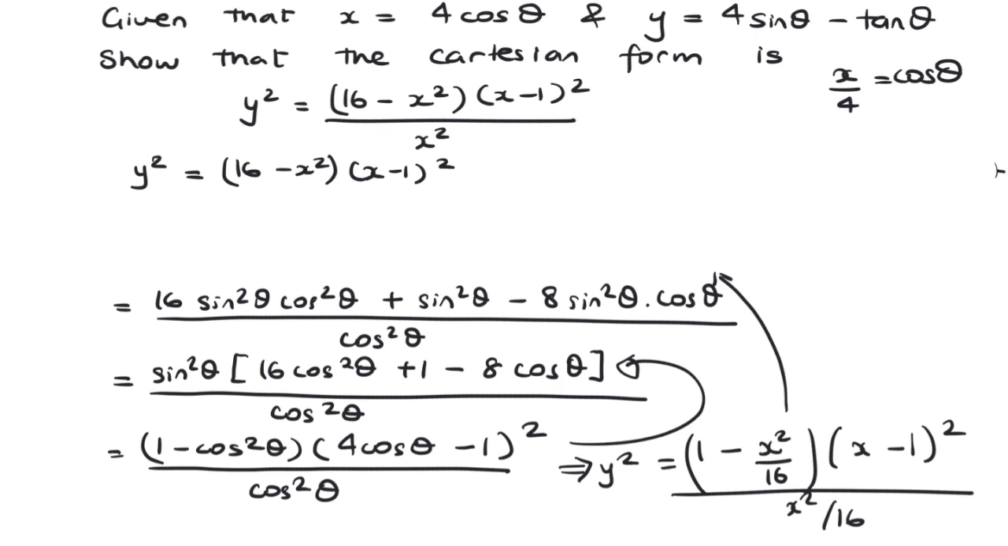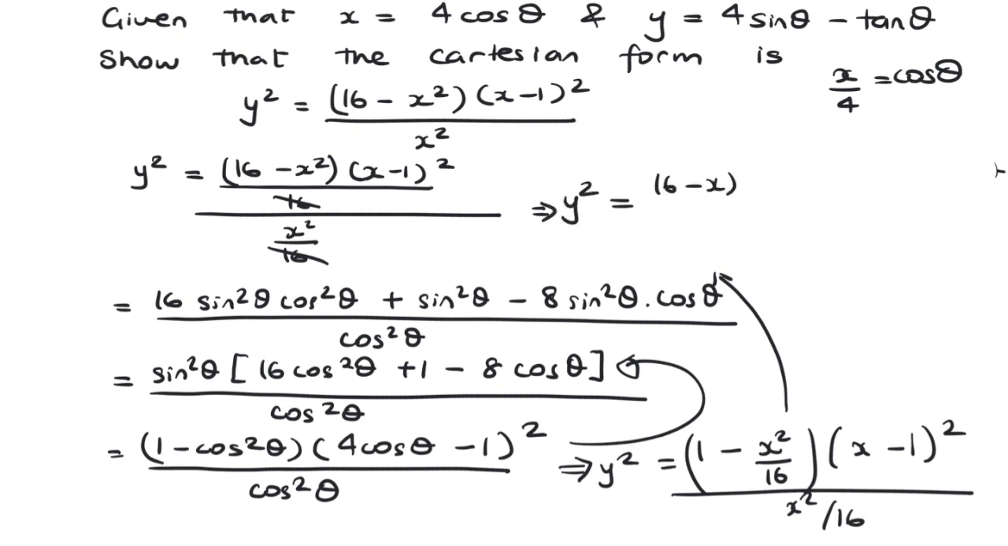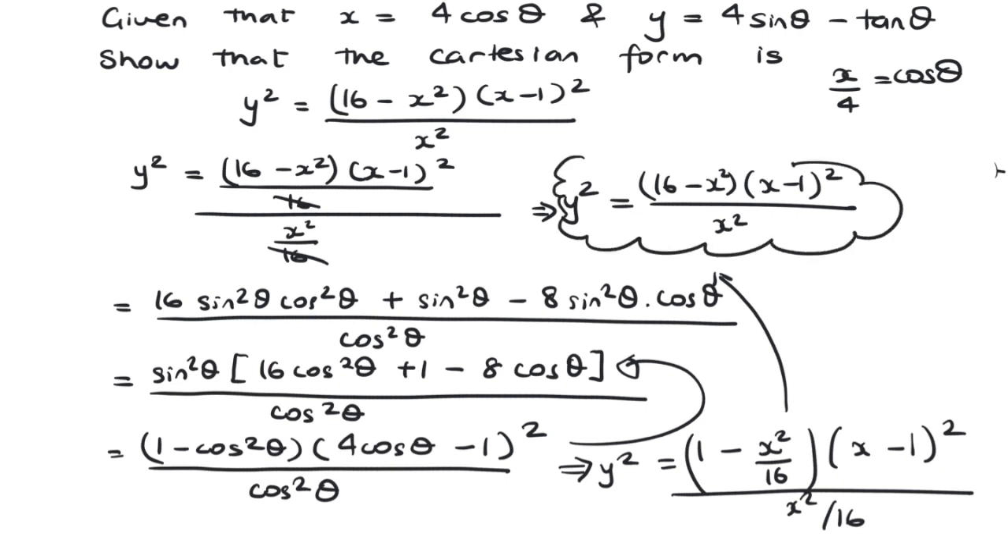And that will be over 16, right? But if I'm multiplying everything by 16, it sort of cancels out. So anyway, I'm going to write it down as 16, and then x squared over 16. And now it will cancel out. The 16s cancel out, and it ends up giving me what I need. y squared is equal to 16 minus x squared, x minus 1 squared, all over x squared. So there's your answer, and that's it.